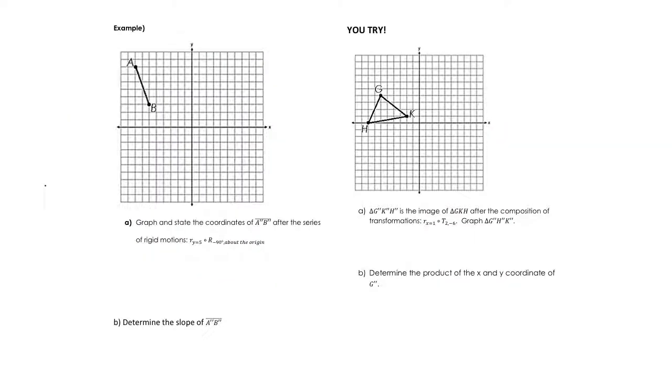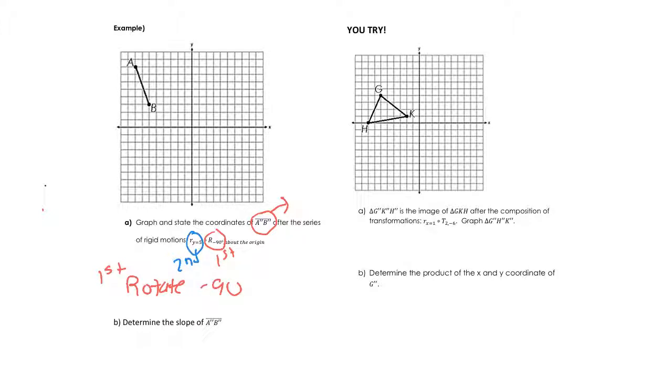So it says graph and state the coordinates of A double prime, B double prime. Notice that the two primes mean it moves twice after a series of rigid motions. So there's that circle symbol, so that means this one is first, this one is second. So my first move, I'm going to rotate because I see a capital R. I'm going to go -90.